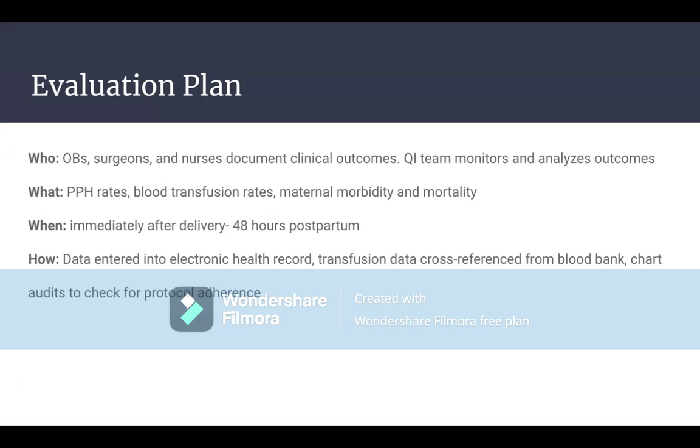Our secondary measures would be blood transfusion rates and maternal morbidity and mortality. This would all be looked at immediately after delivery up to 48 hours postpartum. We also look at how data is entered into the EHR. Transfusion data is cross-referenced with the blood bank, and then we look at chart audits to check for protocol adherence.